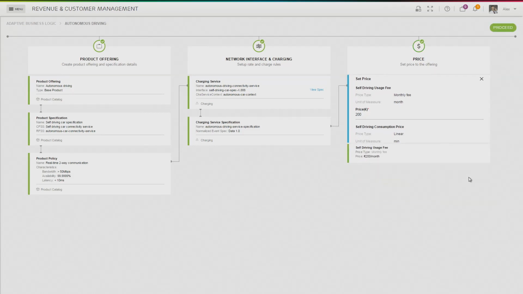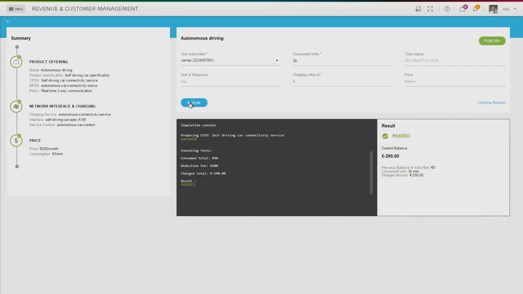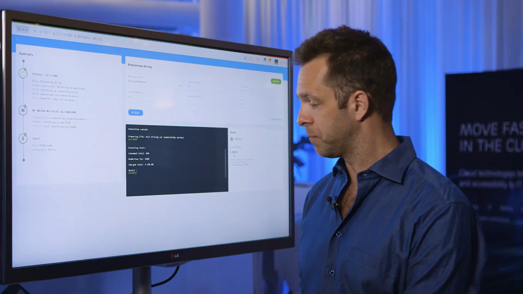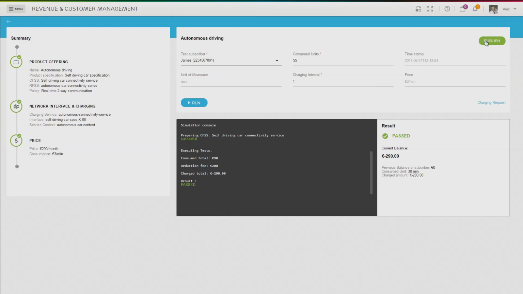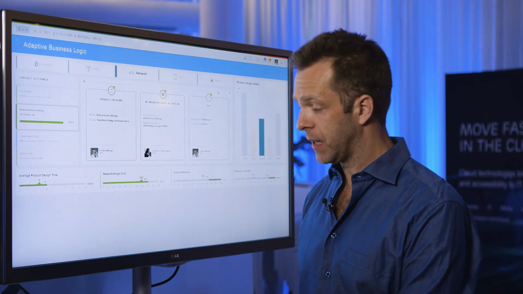We save that, and we can conclude that, and we get into a place where you can actually test and verify that your configuration is correct. So let's say we consume 30 minutes of taxi ride and we have one charging interval. Running this, you will get 30 minutes times 3 euros per minute, and that adds up into 290 euros, and we also have the monthly fee of 200, that's why it's minus 290. Now Alex is happy with this, so he chooses to publish, and that concludes the first product offering.